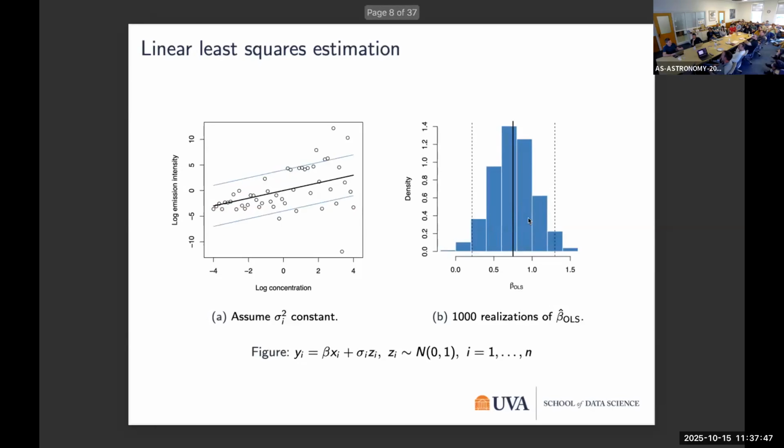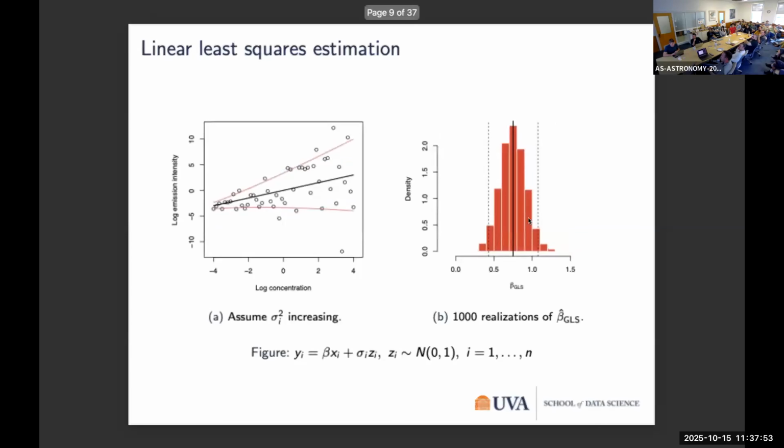Okay, so here we're estimating using basic least squares where we've ignored this fact that the variance is increasing as the concentration increases. Here we're using something called generalized least squares that uses that information, and we achieve something that's, again, unbiased, so it's centered around the truth, but we have a tighter spread. Okay, so that's what we mean by the variance of an estimate.